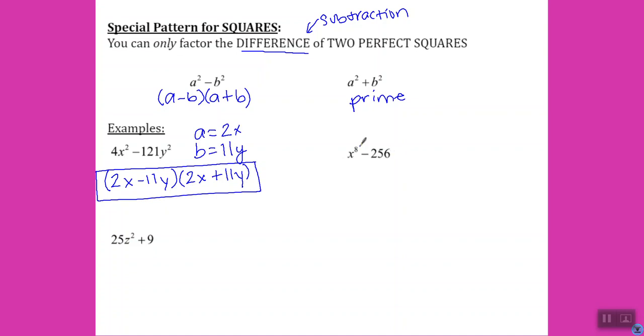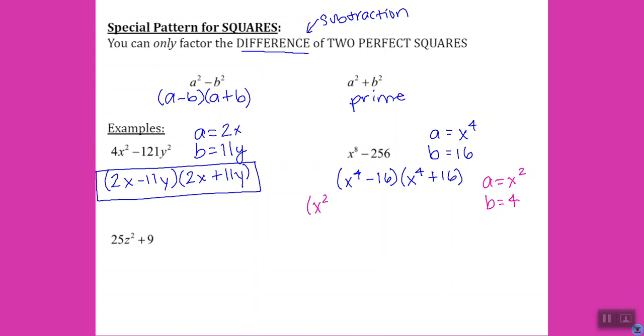X to the 8th is a perfect square because it is x to the 4th squared, and b, the square root of 256, would be 16. So if we factor this, we'd have x to the 4th minus 16 and x to the 4th plus 16. But now we have two perfect squares again being subtracted. So x to the 4th is really x squared squared, and the square root of 16 is 4. So we'd have x squared minus 4 and x squared plus 4, and then I'm going to bring down my x to the 4th plus 16.